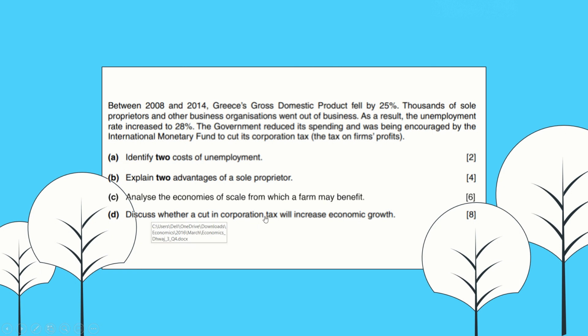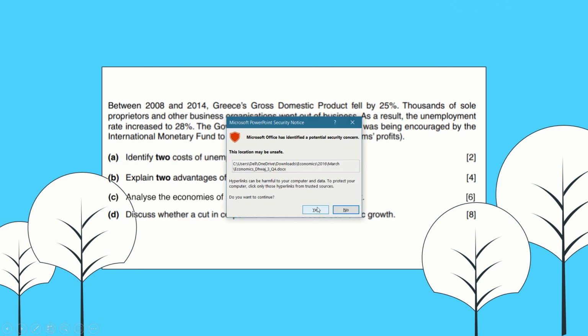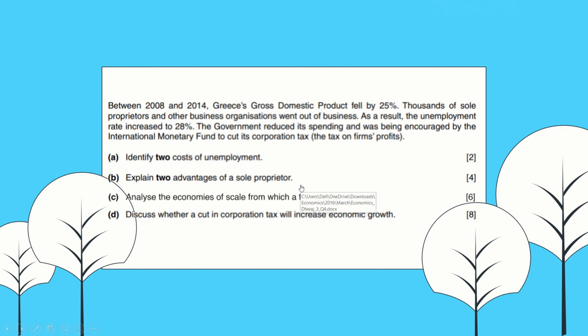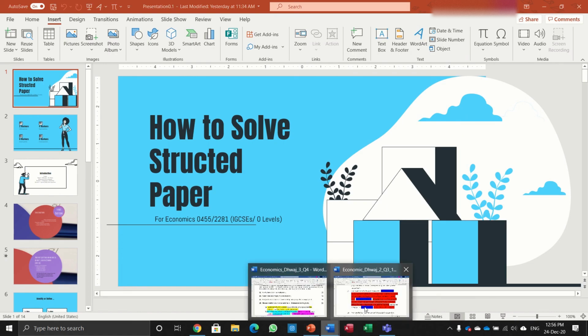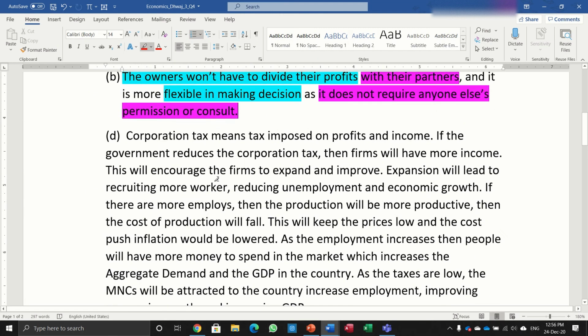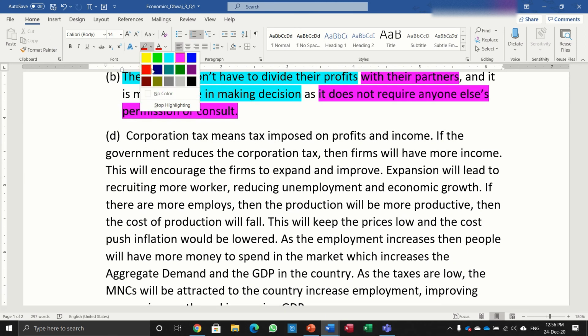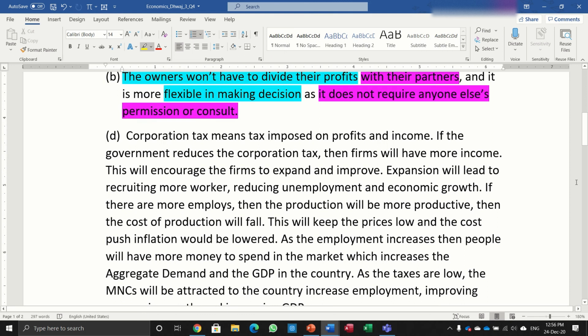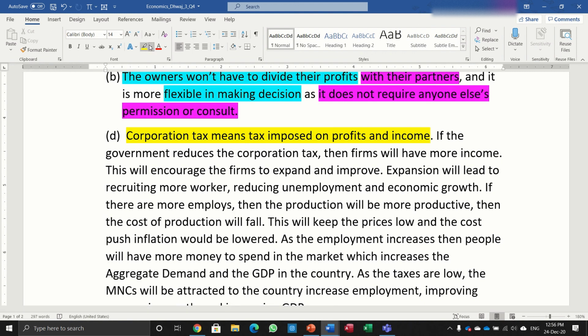Discuss whether a cut in corporation tax will increase economic growth. Okay, let's do this question. So I have the answer over here. Corporation tax. First thing that I told was to write the introduction. Basically, corporation tax means the tax imposed on profits and income. I have written the introduction. That's my introduction. Now let's point out the 4 points.